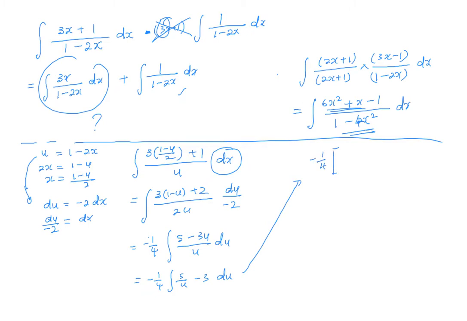You integrate 5 du, you got 5 ln u. Correct? You integrate 3, you got 3u plus c. Now you can replace back your u with your x.